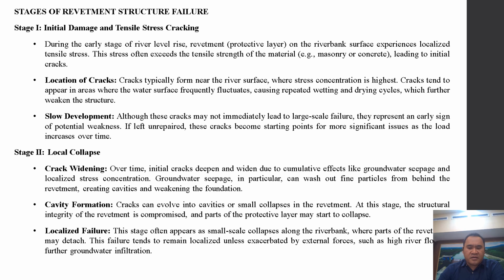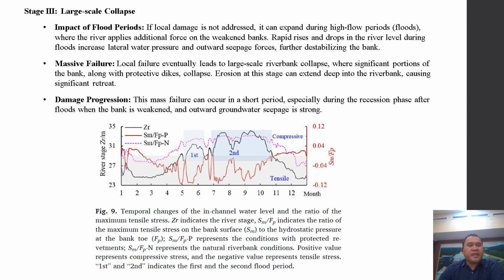And the second one is cavity formation. Cracks can evolve into cavities or small collapses in the revetment. And then the third one is localized failure. This stage often appears as small-scale collapse along the riverbank. And stage 3 is large-scale collapse. So we can classify it with three items.